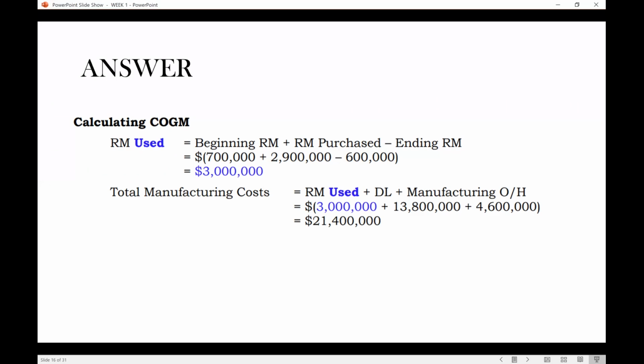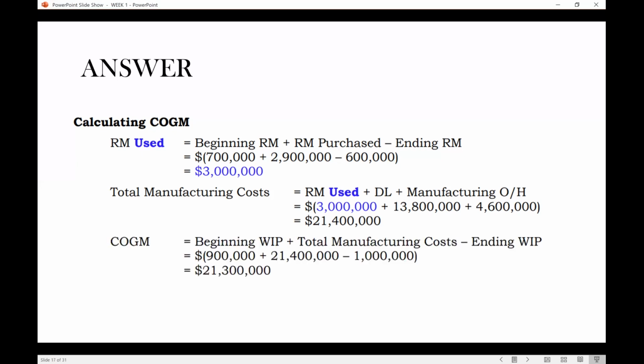Looking back at the question to get the direct labor and manufacturing overheads, and taking the figure that we just calculated for raw materials used and plugging that in, we would have gotten total manufacturing costs to be 21,400,000. From there, we can find our cost of goods manufactured. So here we're using working process inventory plus our manufacturing cost that we just calculated. Put in the necessary figures there. Our cost of goods manufactured is 21,300.